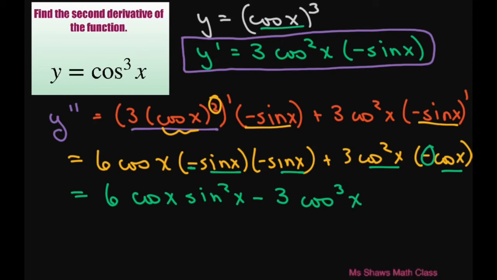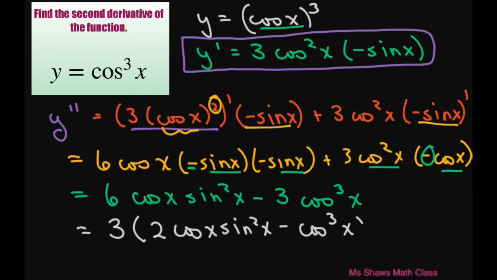Now let's go ahead and factor out, let's just factor out a 3. You could also factor out a cosine, but let's just factor out a 3. And you get 2 cosine of x, sine squared of x, minus cosine cubed of x.